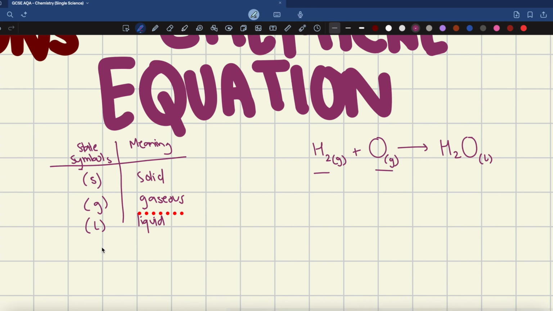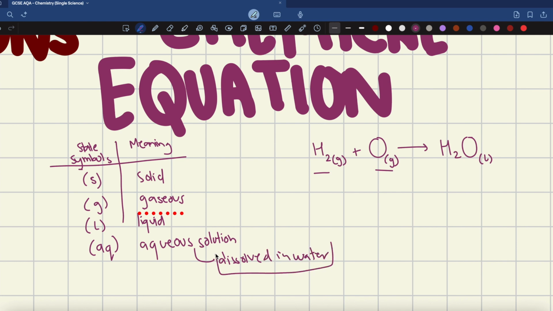And then there's this fourth chemical state symbol, that is AQ. That stands for aqueous solution. An aqueous solution is anything that's dissolved in water. It's not purely water, but anything that's dissolved in water. For example, if I dissolve a tablespoon of salt in water, what is it going to form? It is going to form an aqueous solution because that's basically salt dissolved in water, right?